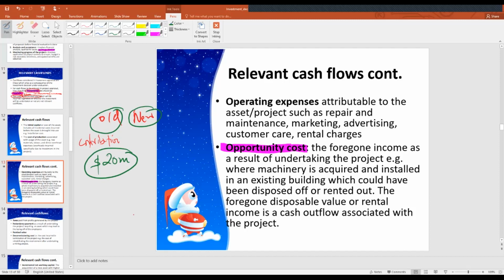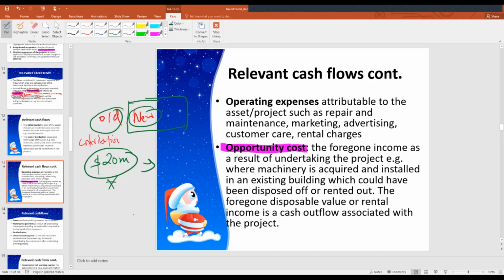Therefore, when doing the analysis of this old machine, you have to determine how much money I lost from the old machine since I've now diverted the employees from the old machine to the new machine. This is 20 million lost contribution, which you could be earning if you had continued operating the old machine. But since you now use the new machine, you have lost this 20 million. This is what we call an opportunity cost, which you need to quantify in the new machine.